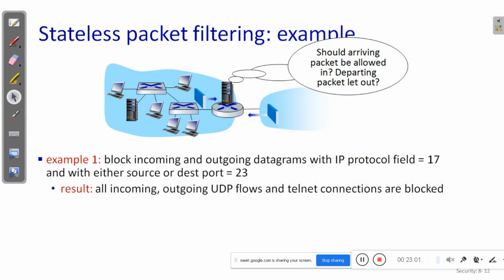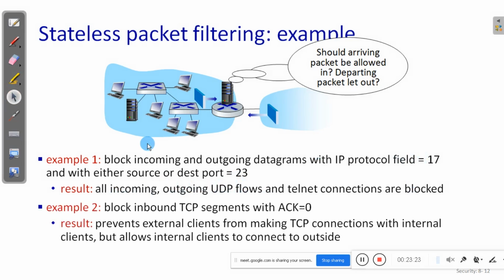Stateless packet filtering example: block incoming and outgoing datagrams with IP protocol field equal to 17 and with either source or destination port 23. You know what 23 is? 23 is telnet. So it will block all the UDP packets and telnet connections. Next one is to block inbound TCP segments with acknowledgement 0. This prevents external clients from making TCP connections with the internal clients, but allows internal clients to connect to the outside.